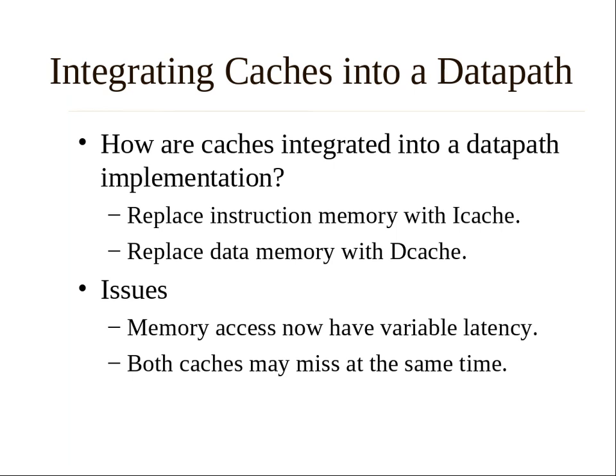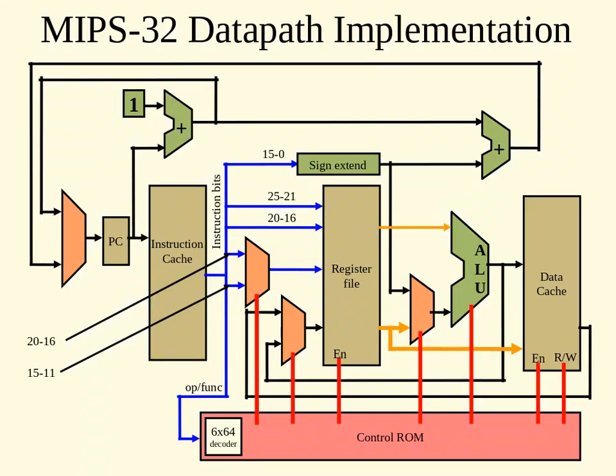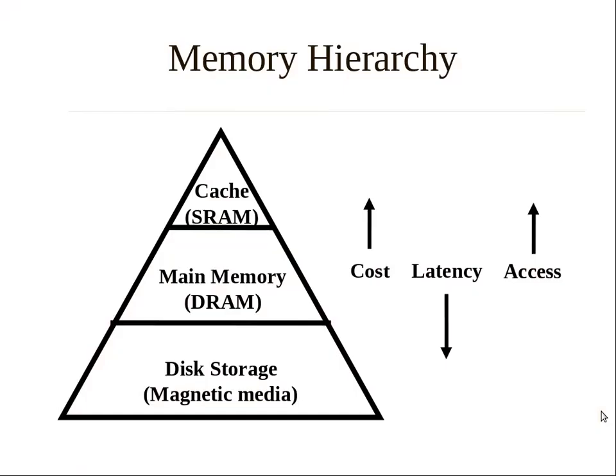So you replace instruction memory with what we call an I cache, instruction cache, and data memory with what we call a D cache. So memory access now has variable latency, and both caches may miss at the same time, and you must add hardware so that if there's a miss, you stall your pipeline until the instruction comes in. So this is the MIPS 32. This was the old architecture that we forgot to talk about, that I didn't replace. The instruction cache would be here and the data cache would be here. Notice what's not shown is that there is a line from the instruction cache to main memory, as well as from data cache over to main memory.